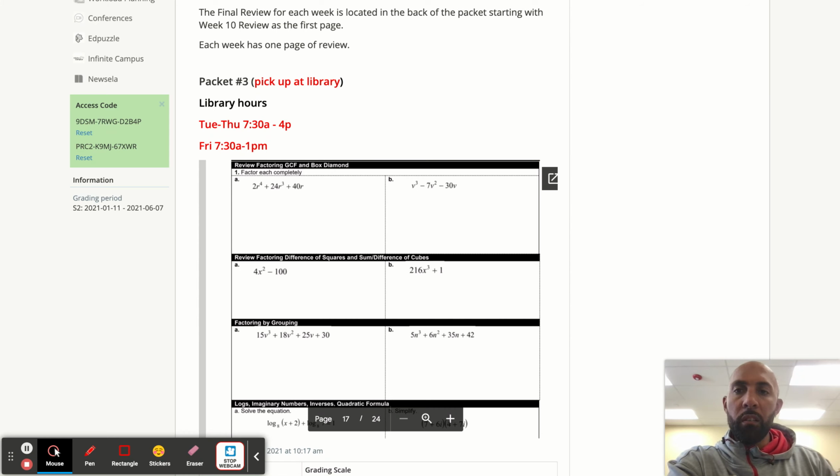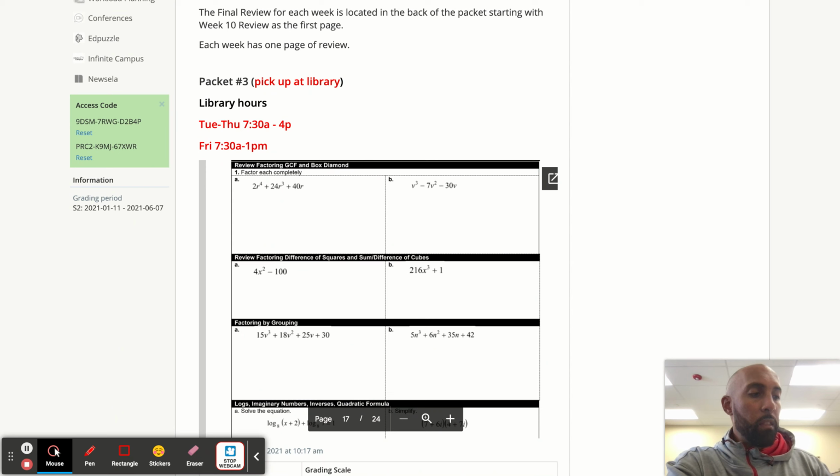Then I look at the r variables: r cubed, r squared, and r. What's in common? Well, they all have at least one r. So I put an r right there. Now I need to factor out that 3r from each of these terms. So 3r times what gives me that term? Well, r squared. 3r times what gives me that term? That would be 5r. And then 3r times 8 gives me that last term.